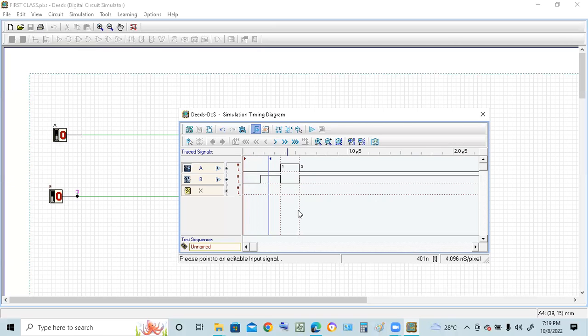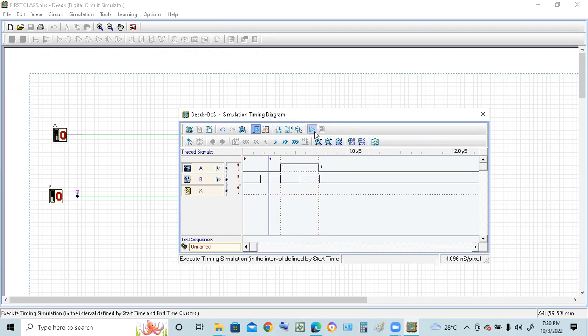So we have a low and low. Low and high. High and low. And which one is supposed to have again now? High and high. Note it. We're supposed to have another high right there. So we have four of them now. 1, 2, 3, 4. Note it.